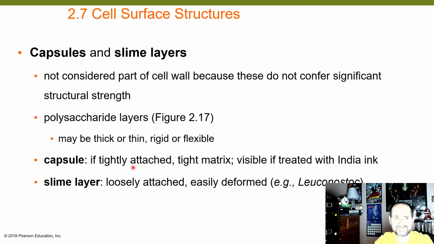The capsule is tightly attached. It's a tight matrix, and it's visible if treated with special negative staining or special India ink. You could stain it, you could make it visible. But usually the way you see capsules is by a negative staining technique where you stain the background in order to see the capsule. So again, these capsules are tightly associated with the cell, whereas slime layers are very loosely associated with the cells and they're easily deformed.